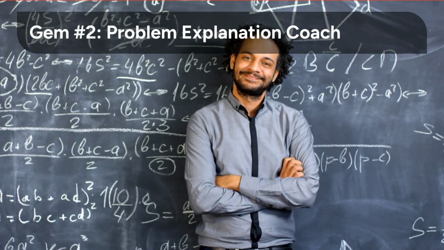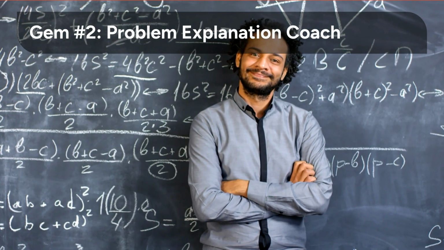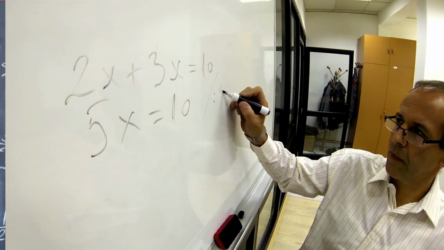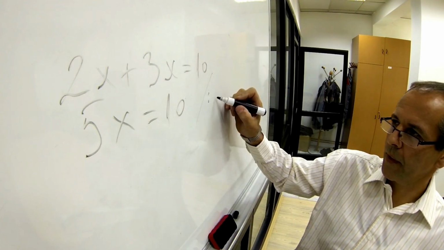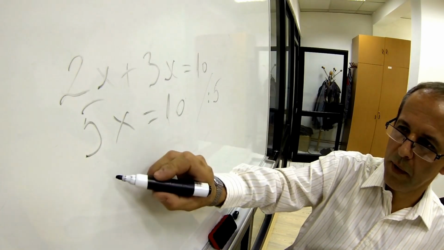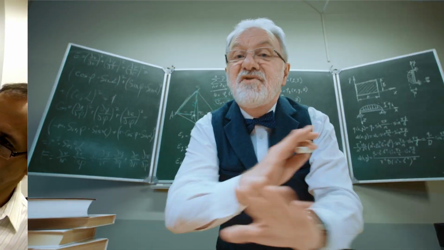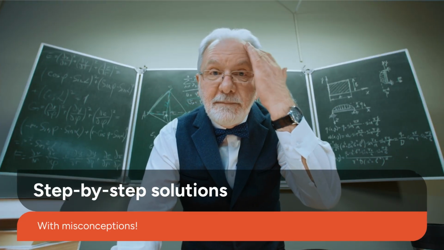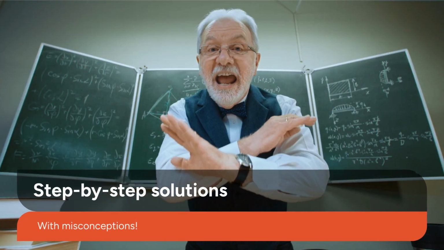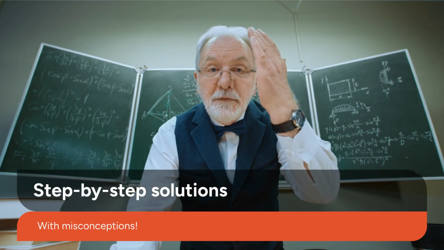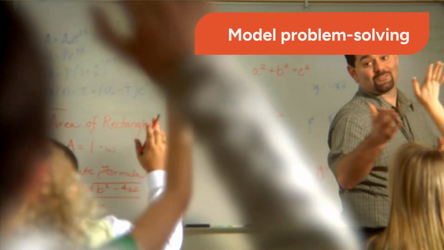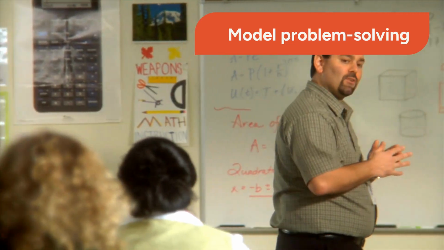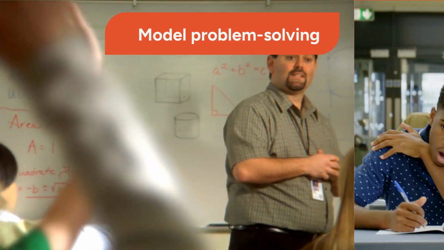Next up is the Problem Explanation Coach, your go-to for breaking down complex problems. Its core purpose is to help teachers plan clear, step-by-step reasoning for explaining math or science problems, addressing those tricky concepts. Provide a problem, and the gem delivers a detailed reasoning process, complete with common student misconceptions to help you prepare. This gem prepares you to model problem-solving effectively and clearly, ensuring students grasp challenging concepts with ease.